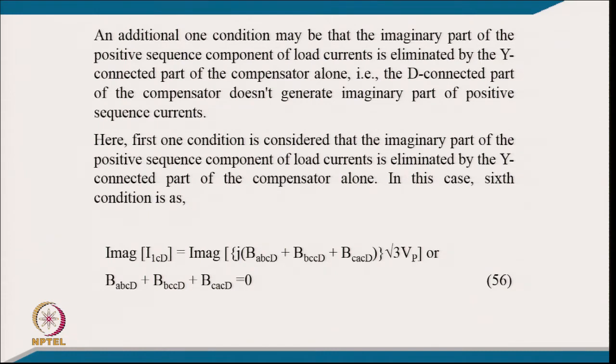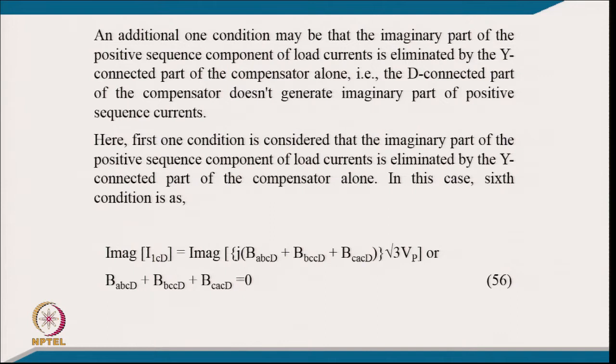Here we would like to include a couple of examples, but you may have many such other conditions also. An additional condition may be that the imaginary part of the positive sequence component of load current is eliminated by the star connected part of the compensator alone. So, the delta connected part of the compensator does not generate imaginary part of the positive sequence current. Hence, this condition is considered for the imaginary part of the positive sequence component of load current being eliminated by the star connected compensator alone.